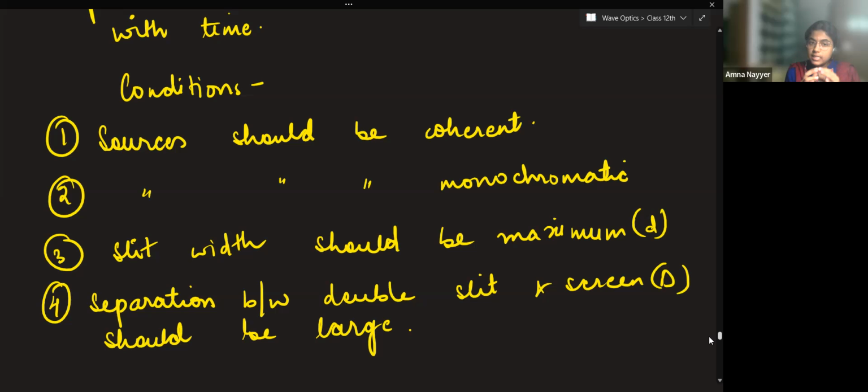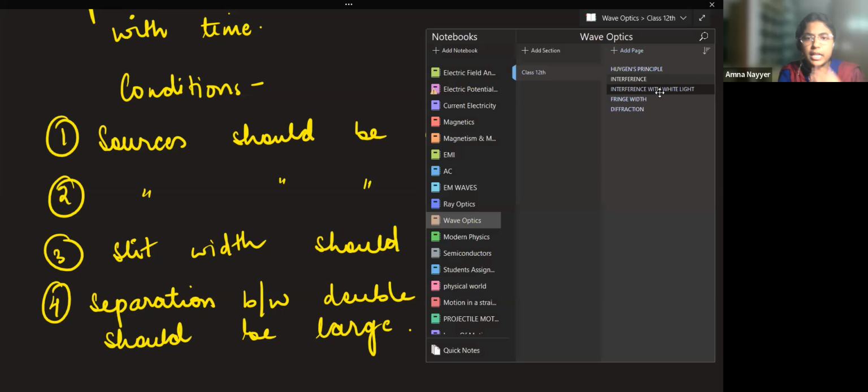And slit width should be small, and the separation between the slits should be small, and the separation between the screen and the slits should be large. Then there are chances that sustained interference and a good interference can be obtained. Now, from your exam perspective, a theoretical question will come, so write all these points, the definition along with the conditions. Now, what will happen if, let's say, white light is used, not monochromatic light? Let me show you.